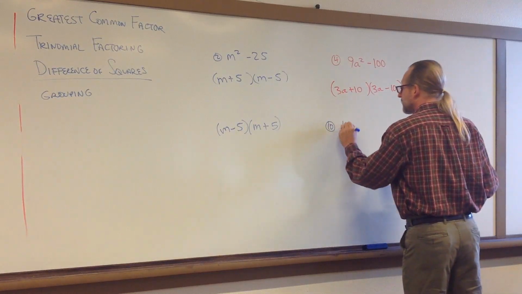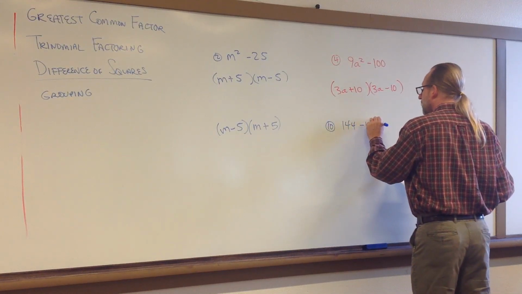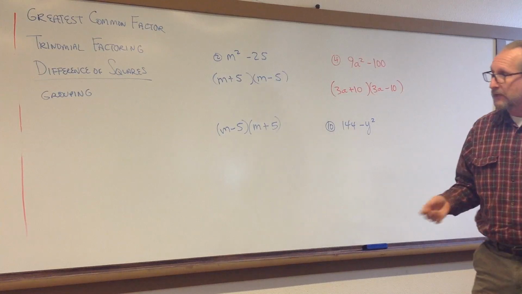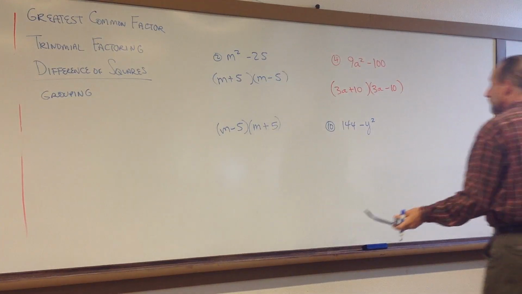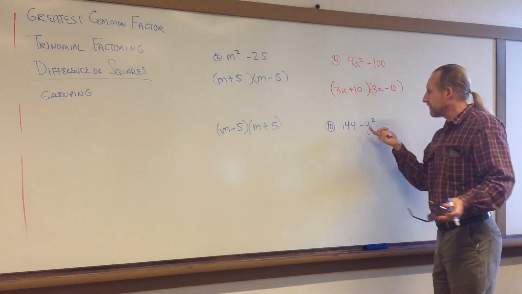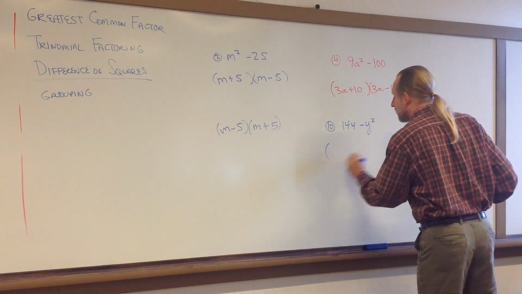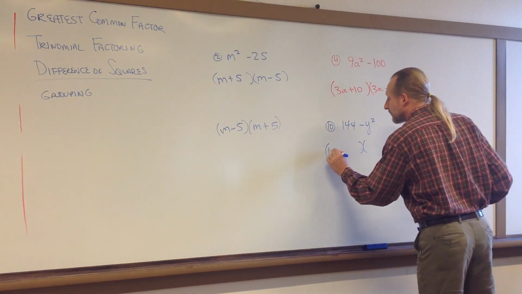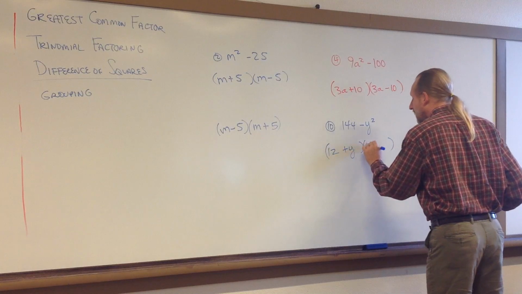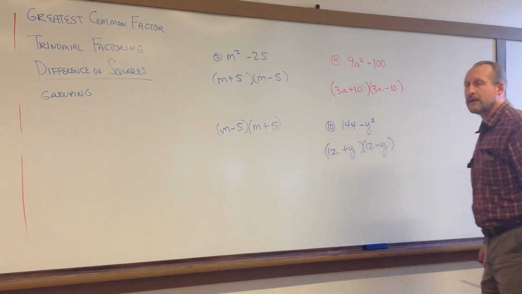Problem 10, we've got 144 minus y squared. There's nothing wrong with this. It's still a difference of squares. 144 is 12 squared, and here's the y squared. And so this will split up as 12 plus y times 12 minus y.